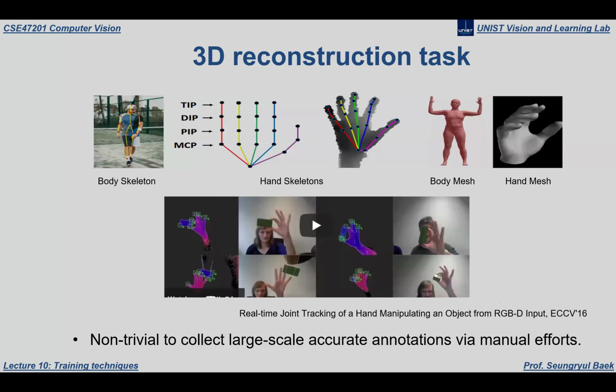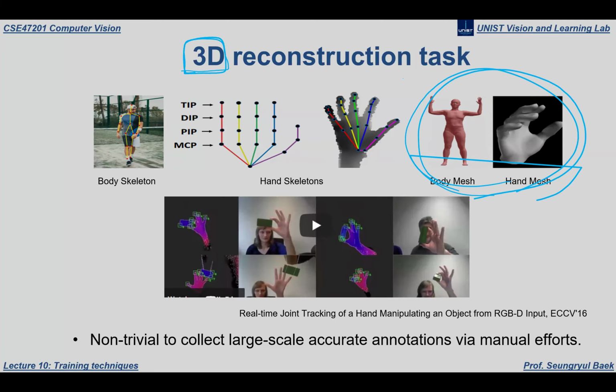And there are actually many graphics models for hand and human body, especially for the 3D reconstruction task. In assignment 1, you also have to estimate the pose of the face, and that's 3D reconstruction. But securing the labels for 3D tasks is very difficult actually.